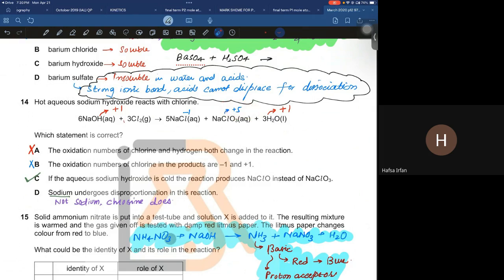It's not +1. And then C, if the aqueous sodium hydroxide is cold, the reaction produces NaClO instead of NaClO3. If you have memorized the reaction, then you would be able to solve this. Of course, with cold NaOH the product is NaClO rather than NaClO3. And then in D, chlorine undergoes disproportionation.